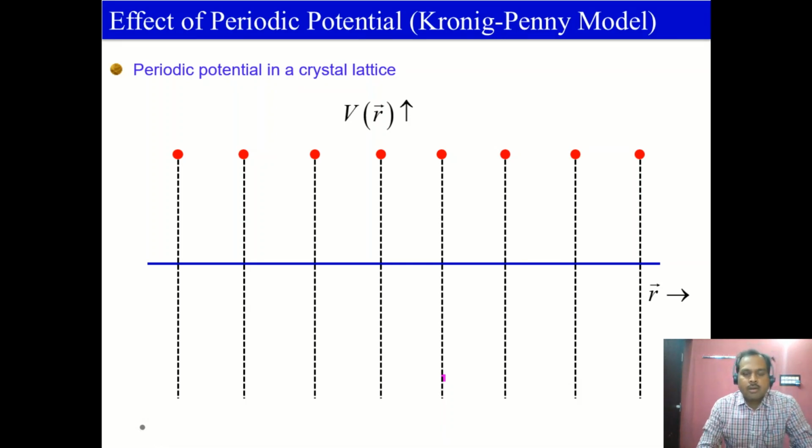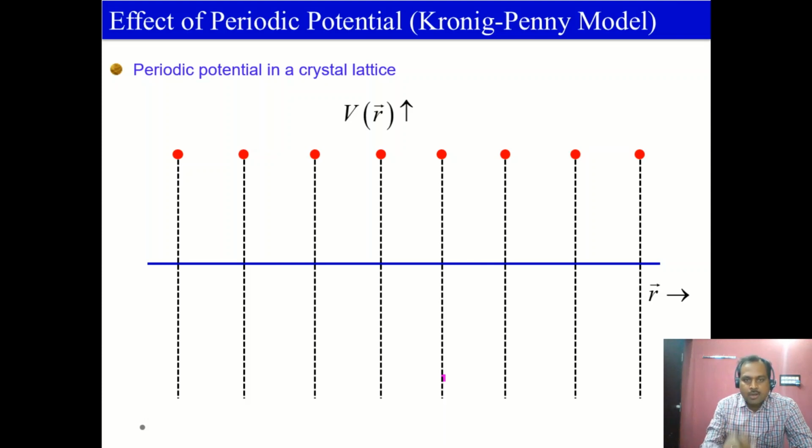Hello and welcome back to the course on Introduction to Solid-State Physics. In the last class we have discussed the reduced zone scheme for a free electron. We had only introduced the effect of periodicity of the potential. We had not taken into account the strength of the potential.